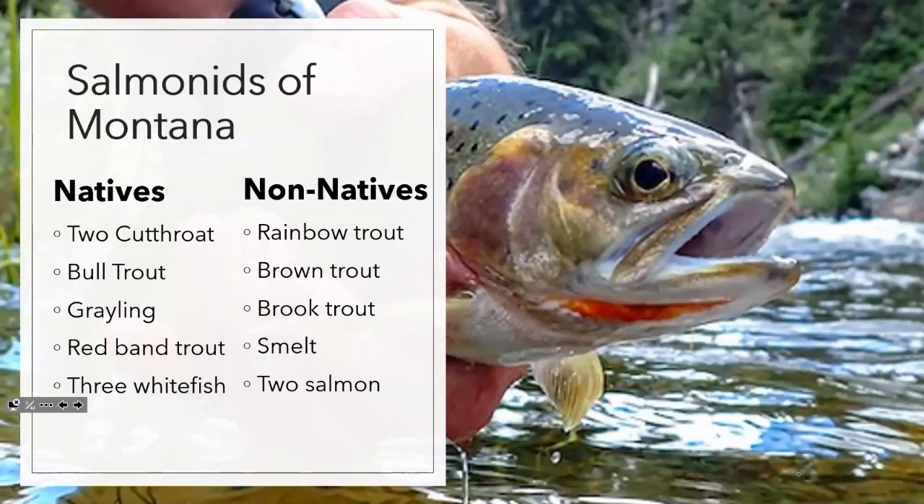So let's talk about the salmonids of Montana. Obviously, we have our natives. We have two cutthroat species, the bull trout, the grayling, the redband trout, three species of whitefish. Obviously, all of these, I believe, except for the whitefish, are generally considered high-value sport fish. Of course, the bull trout and the grayling have been subject to intense restoration efforts in order to bring them back into many of the ecosystems in Montana. Additionally, we have non-natives like the rainbow trout, the brown trout, the brook trout, a couple different types of smelt, and two salmon. All of these fall into the salmonids.